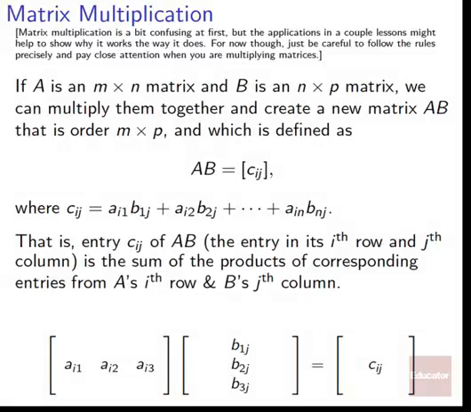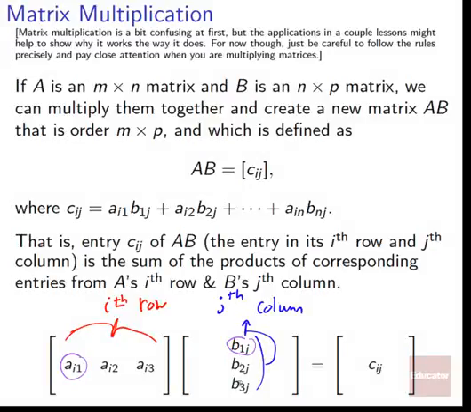So we can see this visually as taking the ith row, right? This is the ith row of A. And then here, this would wind up being the jth column of B. So our first matrix's ith row times the second matrix's jth column, and we multiply them together where Ai1 times B1j plus Ai2 times B2j, right? The first entry here times the first entry here. The second entry here times the second entry here. The third entry here times the third entry here.